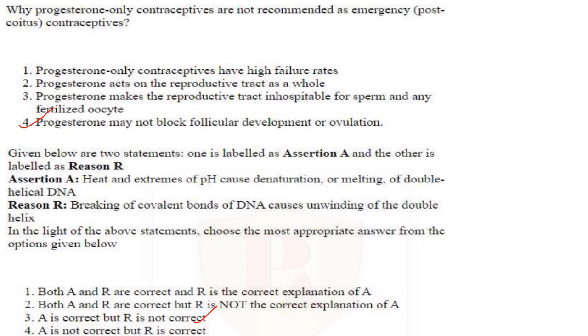Given below are two statements. One is labeled as assertion A and the other is labeled as reason R. Assertion A. Heat and extremes of pH cause denaturation or melting of double helical DNA. That is correct. Breaking of covalent bonds of DNA causes unwinding of the double helix. Not covalent bonds, it is hydrogen bonds. So reason R is not correct. So A is correct but R is not correct. Answer is option 3.